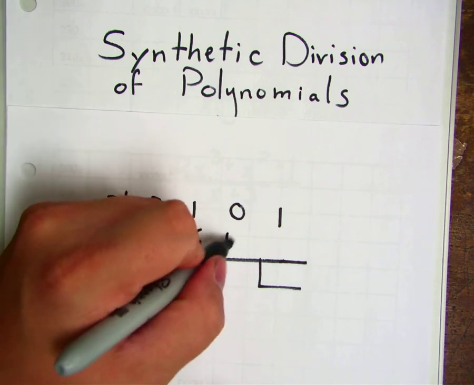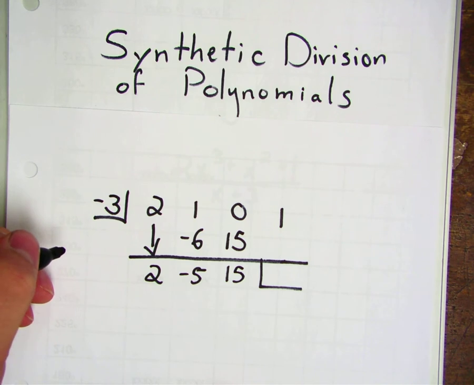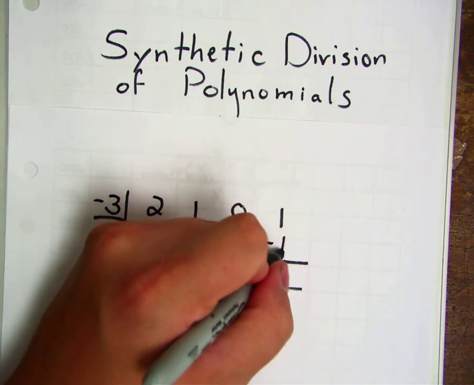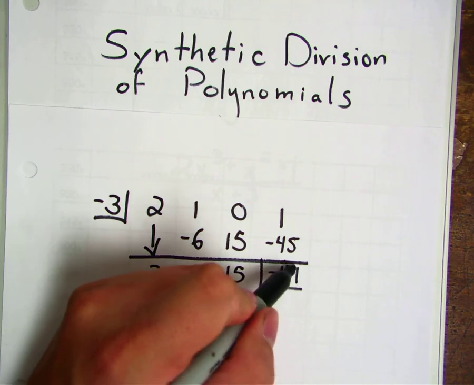Multiply again is 15. Add gives me 15. Multiplying again gives me negative 45. And adding again gives me negative 44.